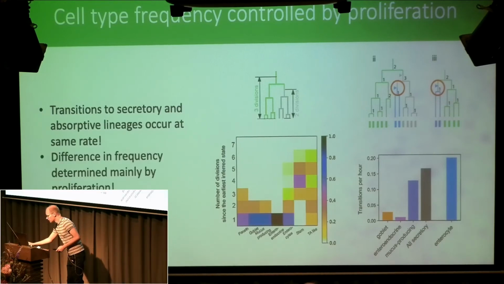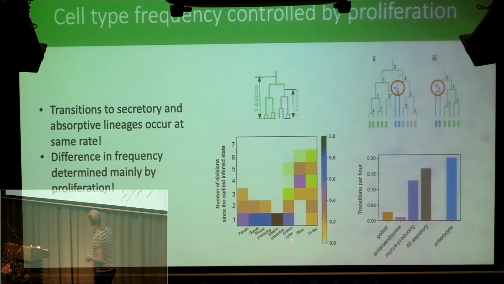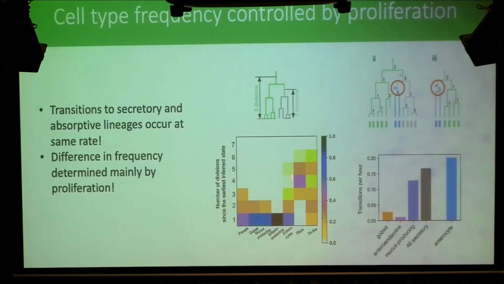And what is then interesting is if you look at enterocytes, there we see that the number of divisions is quite a bit larger. And so what we think is happening is that these lineages that give rise to secretory or absorptive cells are generated at the same rate, but that these absorptive cells proliferate many more times after specification than the secretory cells. And that is what controls the abundance.